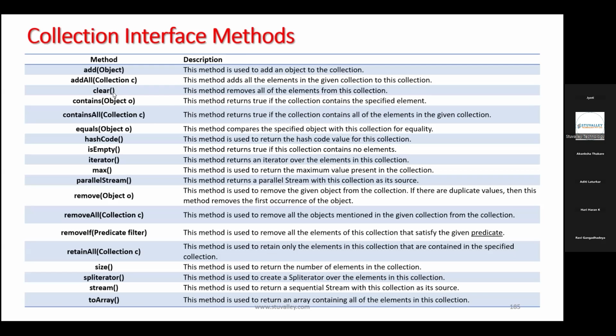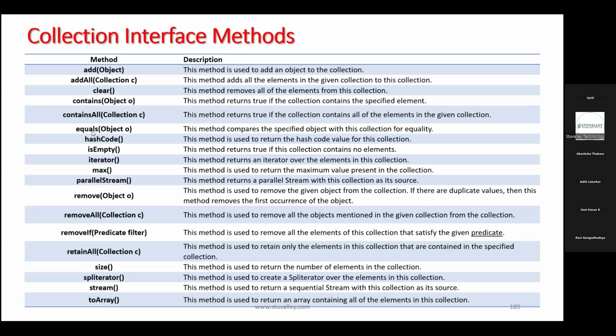Clear is used for clearing the collection. That means it will remove all the elements from the collection. Contains is used to check whether the given object or given value is present in the current collection or not. containsAll also returns a boolean value, true or false. It is used for checking whether these collection elements are present in the current collection or not.